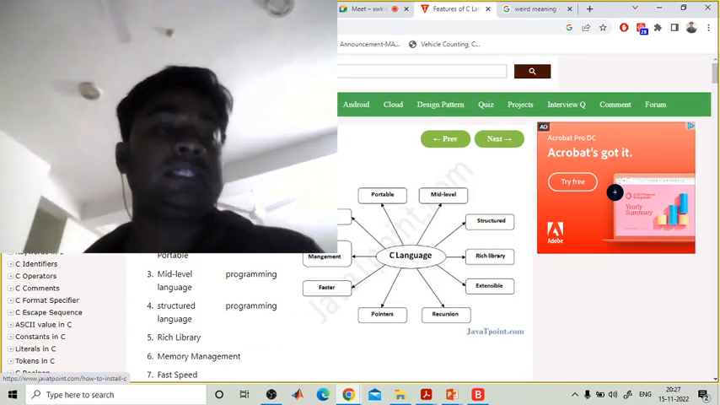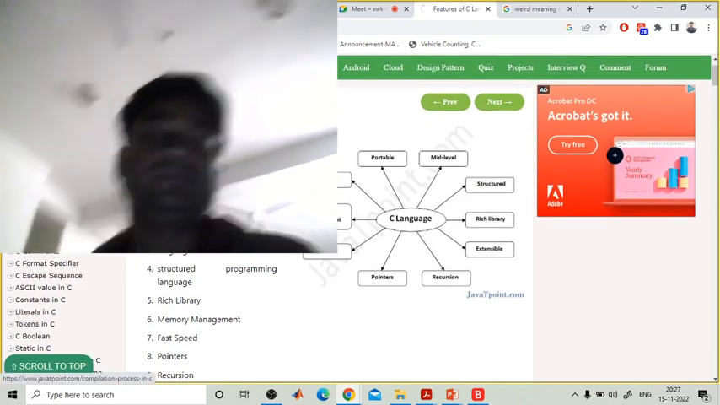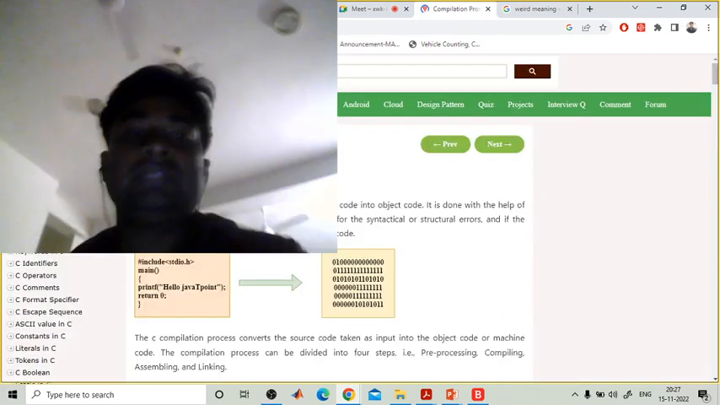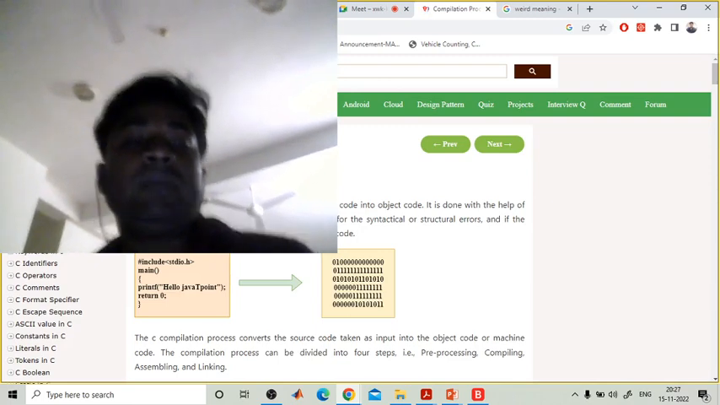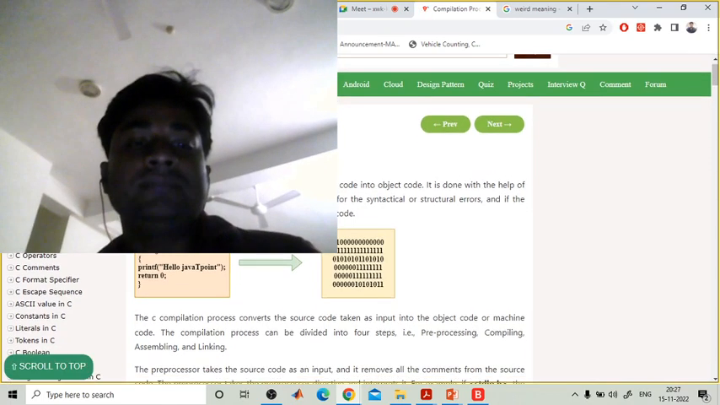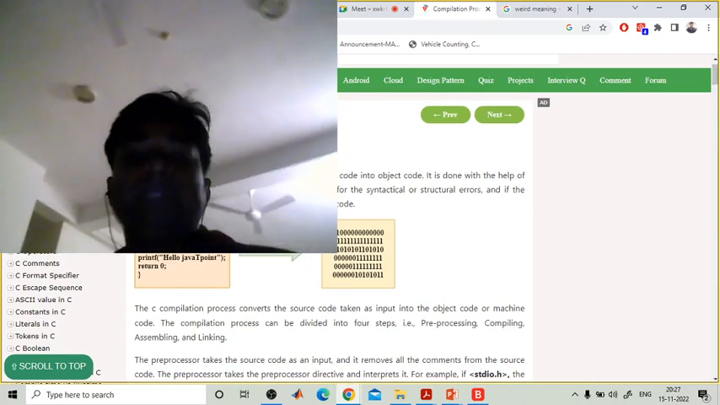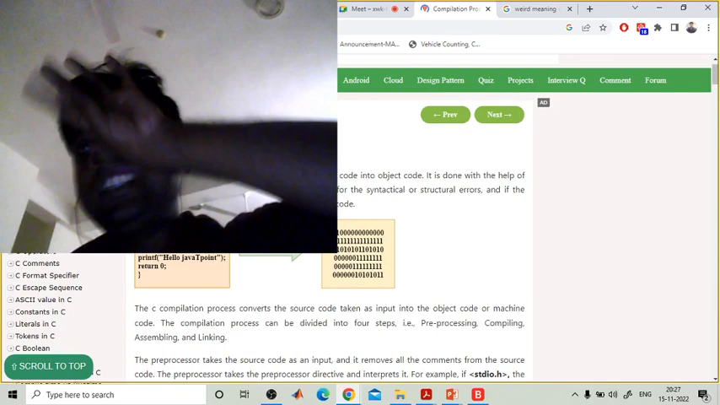So how to install C? You know that one. Basic C programming is known to you. Now we are coming to the compilation phase. This is very important. The compilation phase is a process of converting the source code into object code. I just told you that when you give a particular source code to the compiler, then you will get the object code.